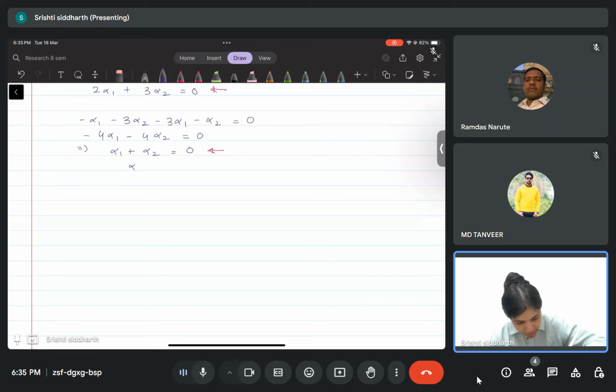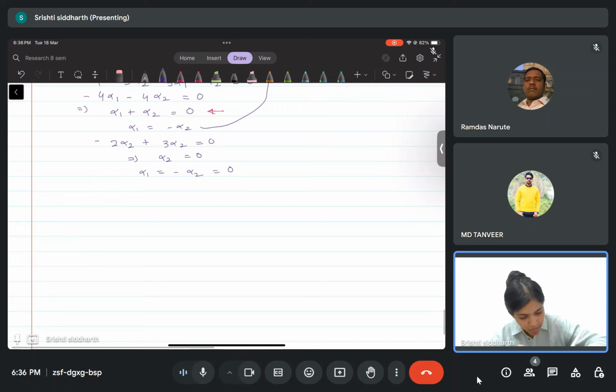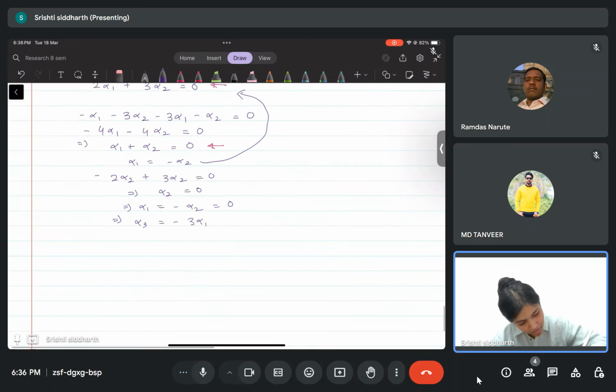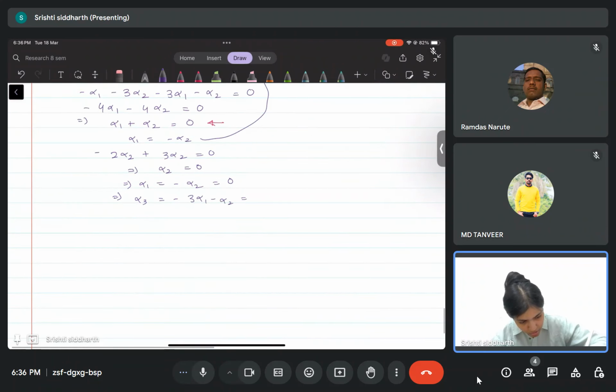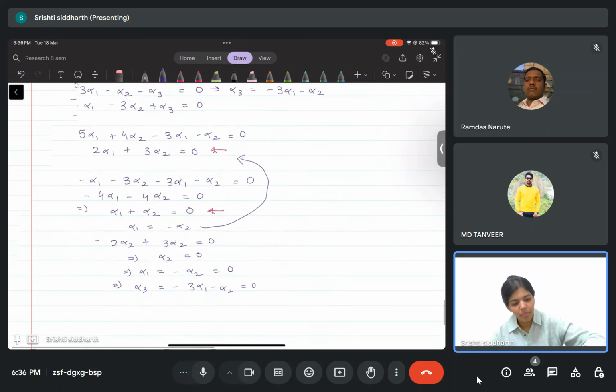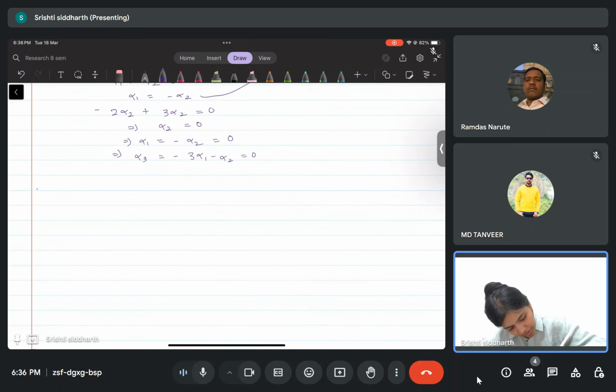You can either substitute alpha 1 equals minus alpha 2 here, and we get minus 2 alpha 2 plus 3 alpha 2 equals 0, which implies that alpha 2 is 0. And this implies alpha 1 is also 0. And finally, this implies that alpha 3 is also 0. So we have 3 linearly independent rows, therefore the rank is 3. Therefore, we conclude that the pair CA is detectable.